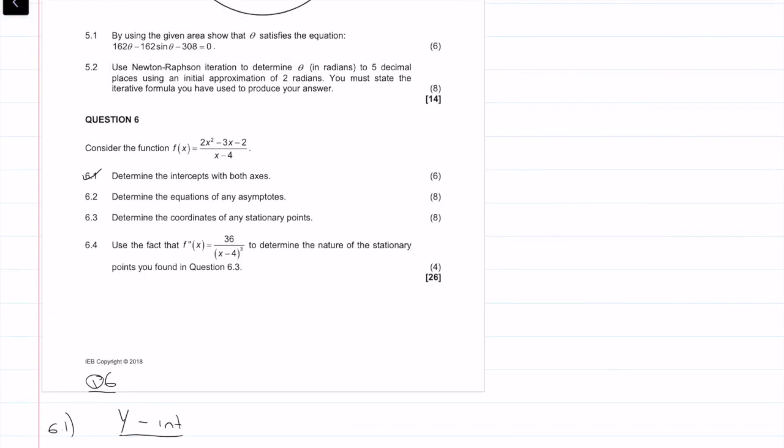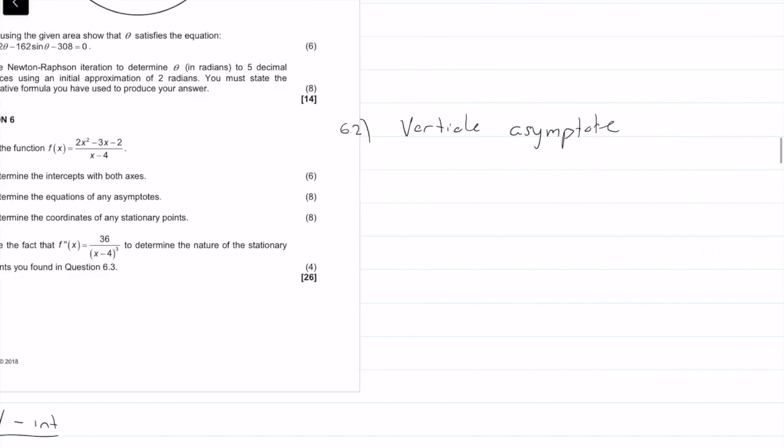The next question says determine the equation of any asymptotes. The easiest one to figure out is our vertical asymptote. To figure out the vertical asymptote, we set the denominator equal to 0. So we need to say x minus 4 is equal to 0, so x is equal to 4 would be our asymptote.